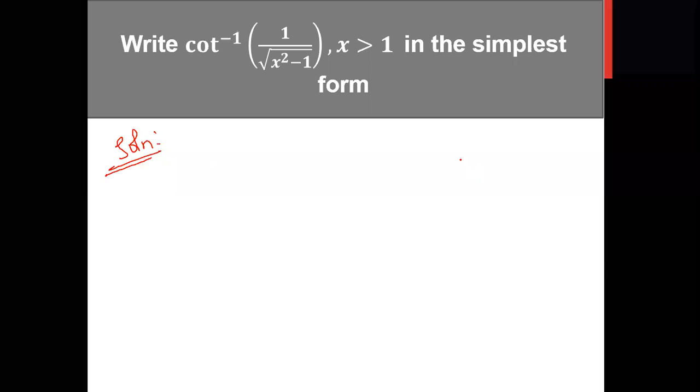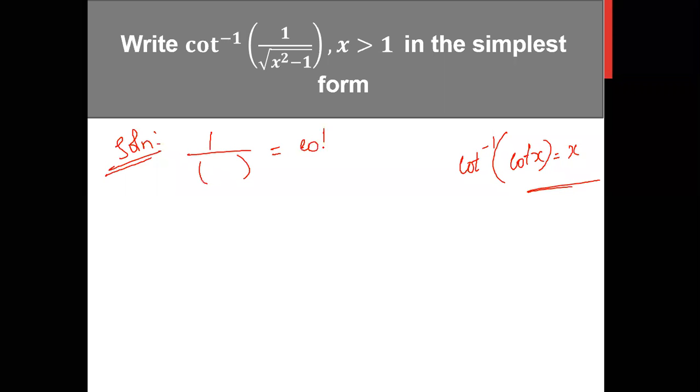See, one thing we know about cot inverse is, if we have cot inverse of cot x, then we can write it as equal to x. But here, instead of cot of something, we have 1 by square root of x square minus 1. Somehow I should get cot of something, and then that something can be written as the answer. But to get cot here, 1 by something should be equal to cot.